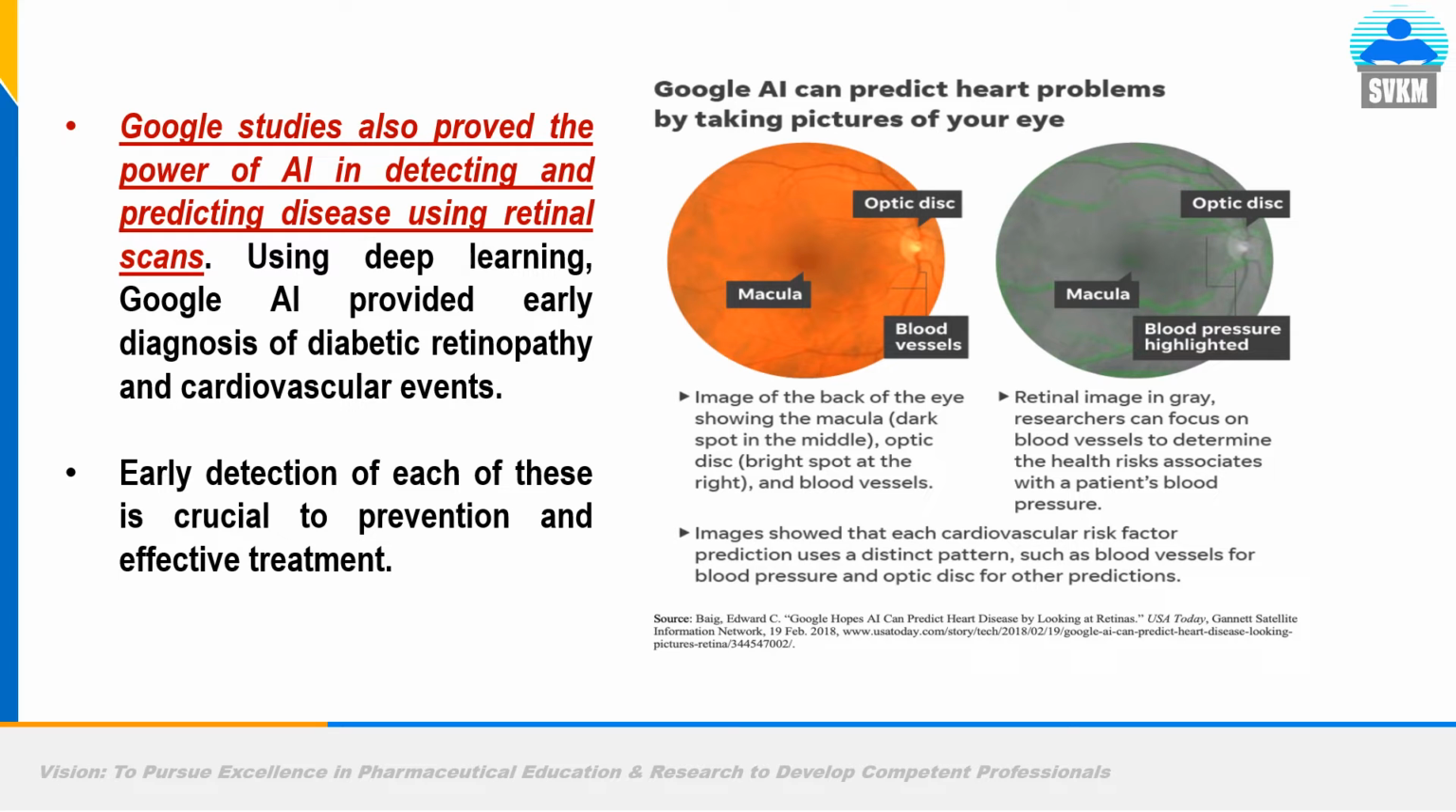Another very interesting study is finding diseases well in advance just by scanning your retina through an application which is AI-driven, developed by Google. Google studies also proved the power of AI in detecting and predicting disease using retinal scans. Using deep learning, Google AI provided early diagnosis of diabetic retinopathy, and just by those scans, which indicate some different pattern in the blood vessels in the retina, they also predicted cardiovascular events in the future. Early detection of each of these is crucial to prevention and effective treatment.